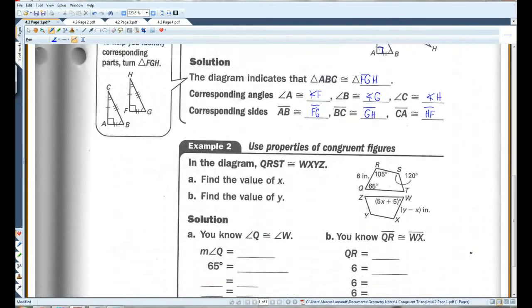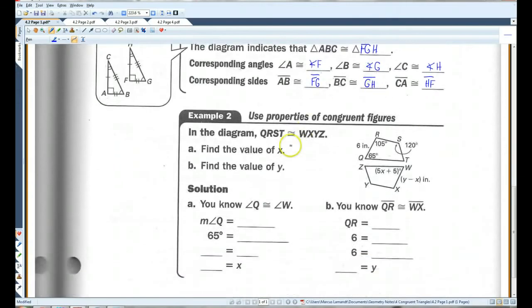Okay, use properties of congruent figures. In the diagram, QRST is congruent to WXYZ. Now remember, because they're telling us they're congruent, all the corresponding angles are congruent, all the corresponding sides are congruent. That means that angle Q is congruent to angle W. Angle R is congruent to angle X, etc. Line or segment QR is congruent to segment WX. The order of the letters matters. Find the value of X.